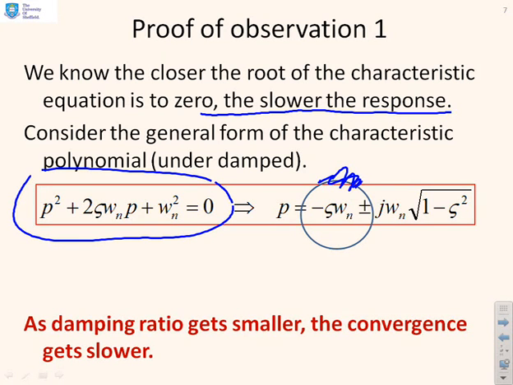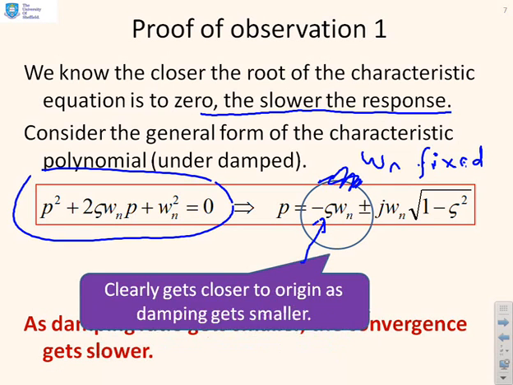What do you notice? We have said that omega n is fixed. We've fixed the natural frequency. And therefore, what you can see is the real part gets smaller, or closer to the origin, as the damping gets smaller. So clearly, as damping gets smaller, convergence gets slower.